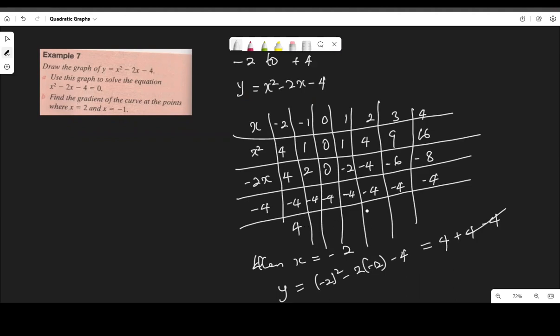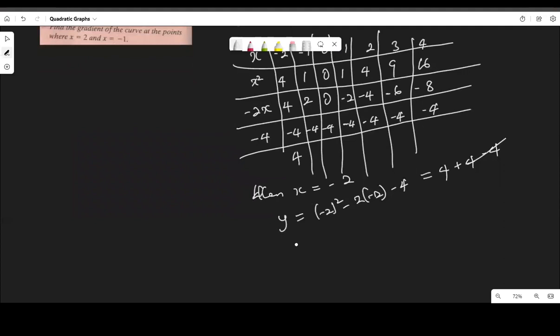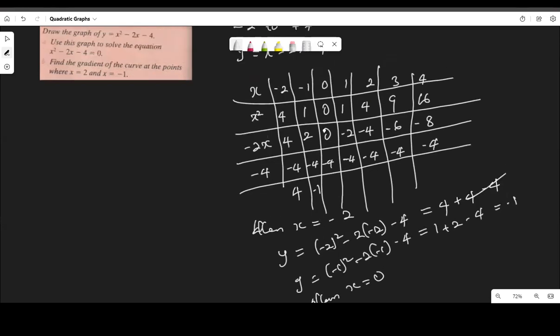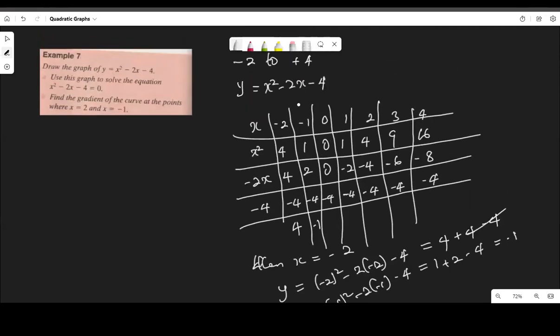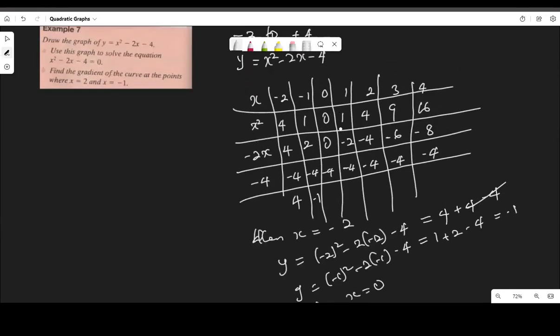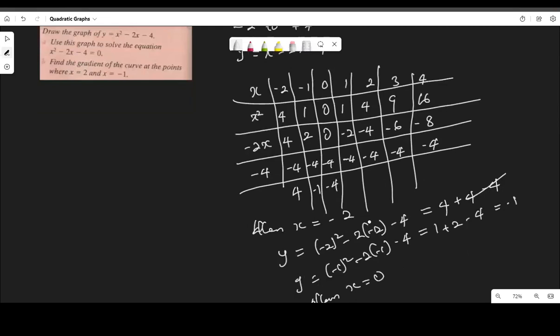Then when x is -1, y will be -1 squared minus 2 times -1 minus 4, which is 1. Minus times minus is plus, and minus 4. 1 plus 2 is 3. 3 minus 4 is -1. -1 right there. When x is 0, if I put in 0 here, everything will be 0. I'll be left with -4.